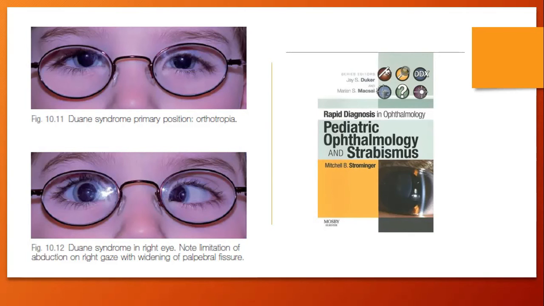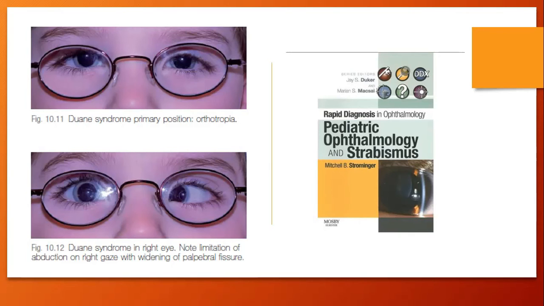So the top photo is the primary position. Comment on the primary position. Don't forget an important sign. I want to listen to the most important sign. Say it. Start talking. The first picture shows a central Hirschberg's reflex, ma'am. Yeah, almost central. So it seems to be in orthotropia position.